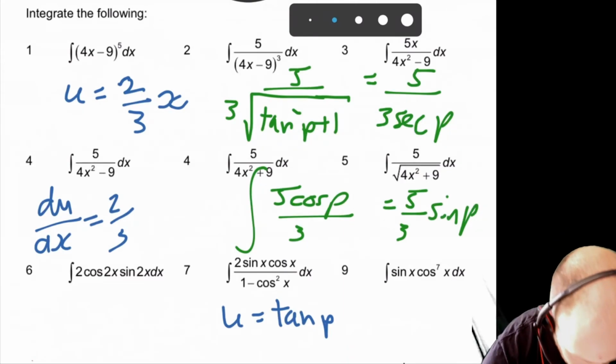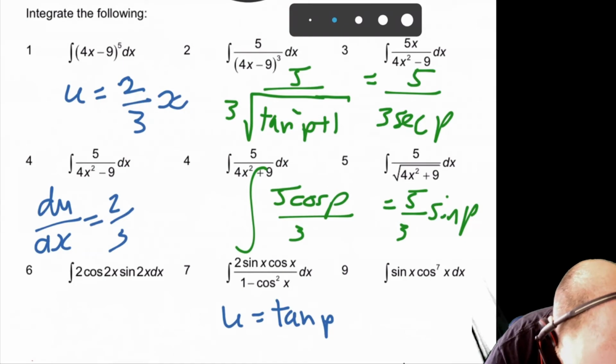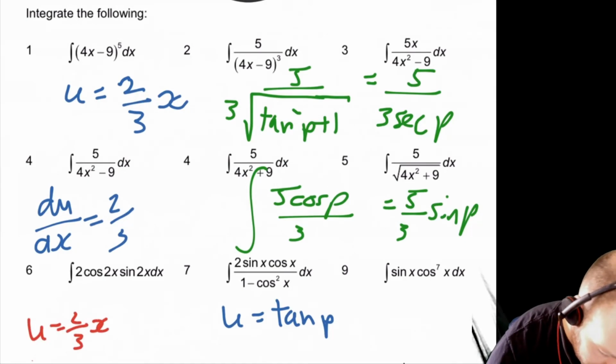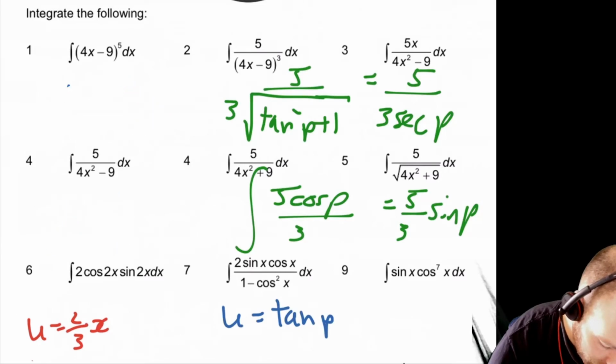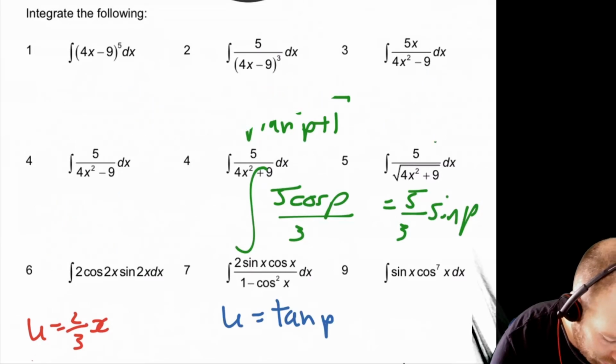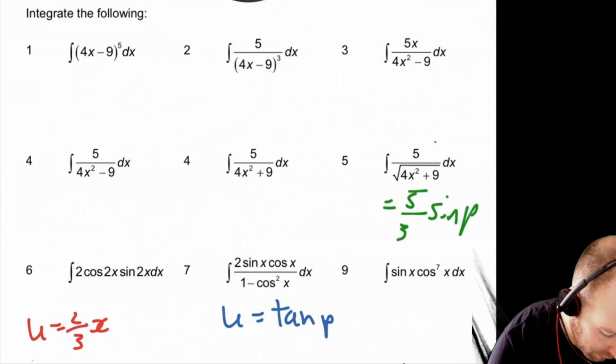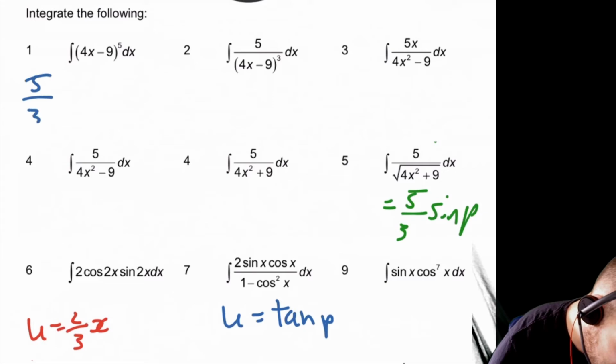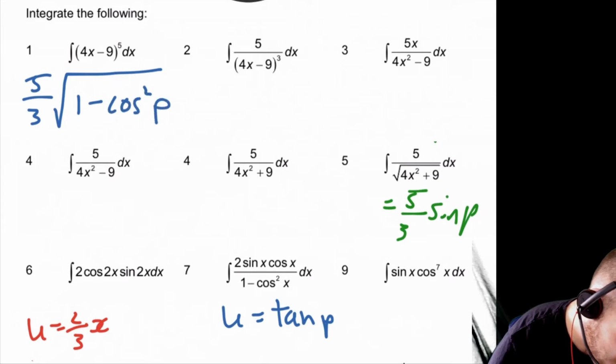Yeah, Grace, do you get an answer for this one? I feel like we're going down a rabbit hole. So u is 2/3 x. We've got 5/3 sine p. So I could say that that's 5/3 square root 1 minus cos squared p.